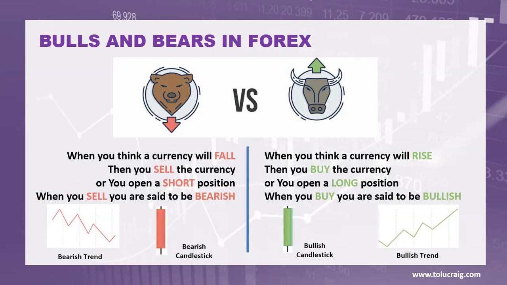The picture I would like you to bring to your head is that a bear, when it wants to attack its prey, attacks it in what direction? It attacks it downward. So if I say that a market is bearish, what does it mean? It means that the market is dropping or falling. If I say a market is bullish, what does it mean? It means that a market is rising, or going upward.